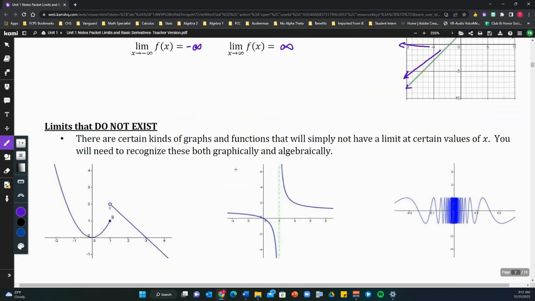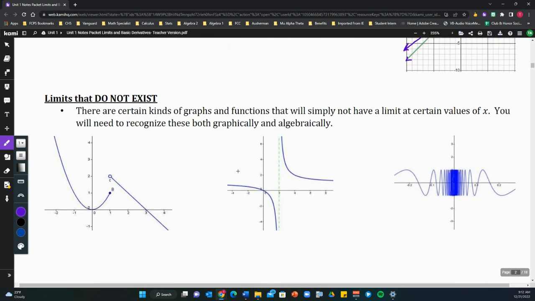Now, speaking of limits that do not exist, there are some circumstances where if you are asked to find a limit, you are supposed to respond with does not exist.